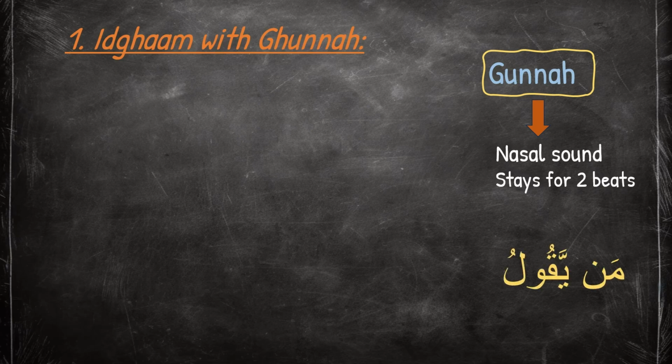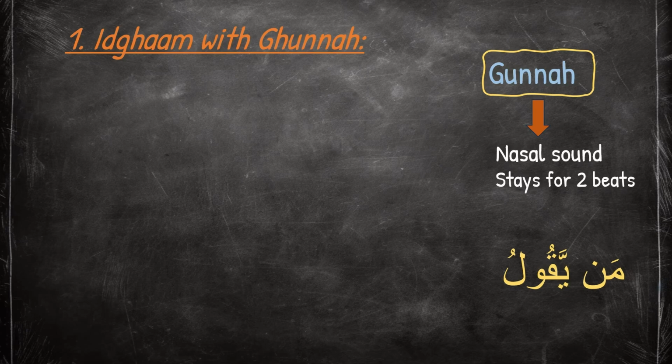As in this example here, من يقول. So this nasal sound that you are hearing is not the noon. As we said, the noon is cancelled in the application of idgham. But this nasal sound is the gunna that is generated with some letters of idgham. So this is the gunna. When we pronounce it, we say من يقول.